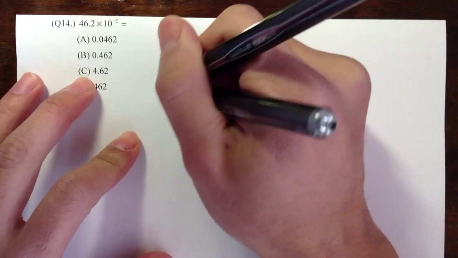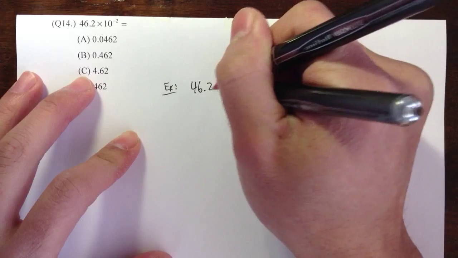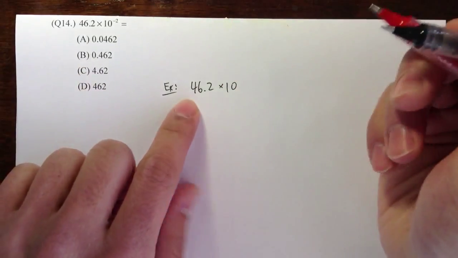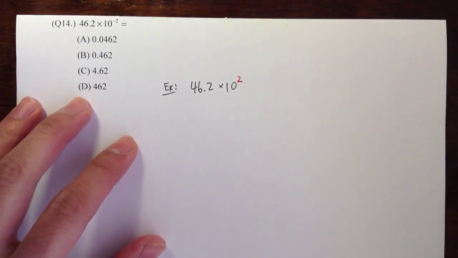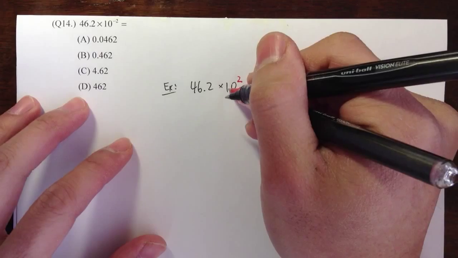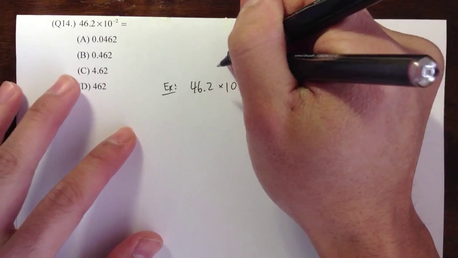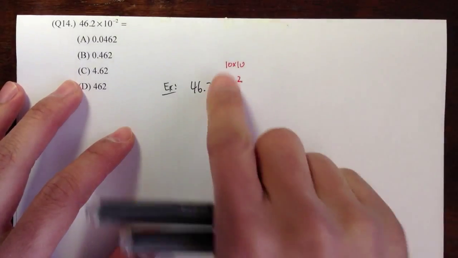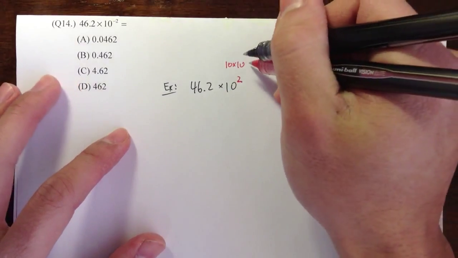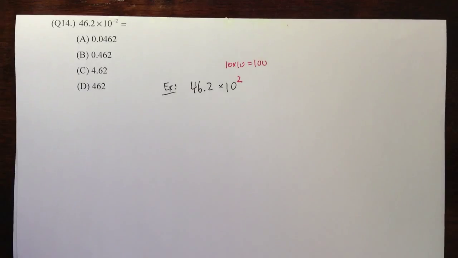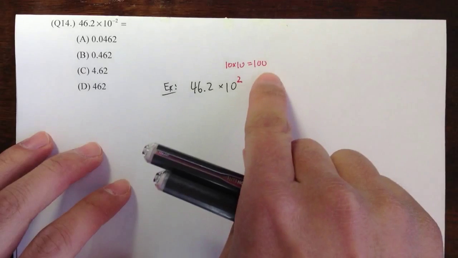Okay, so I will show you this one first. Let's do something that we know how to do. Let's do 46.2 times 10, but with the positive 2 exponent. First of all, 10 to the second power means 10 times 10. You write down 2 tens and multiply them together. And 10 times 10 means 100, right? So how can we multiply 46.2 times 100?